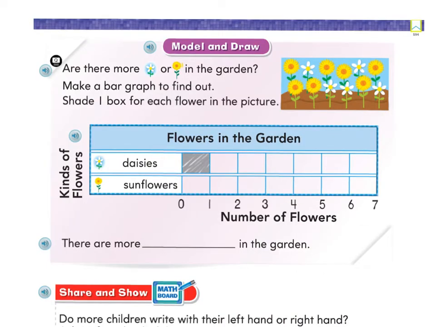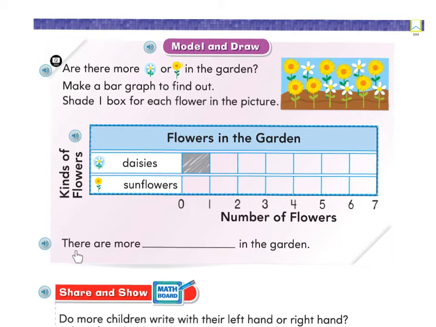Now on page 594, the question says, are there more daisies or sunflowers in the garden? Make a bar graph to find out. Shade 1 box for each flower in the picture. Now for some reason they already shaded a box for daisies. Don't let that mess you up. You still have to shade that when you're doing it. So go ahead and count the number of daisies, and then shade in the number of daisies there. Then count the number of sunflowers in the picture here, and then shade in the number of sunflowers.